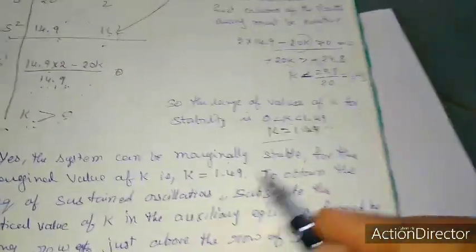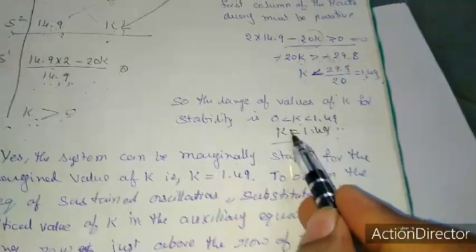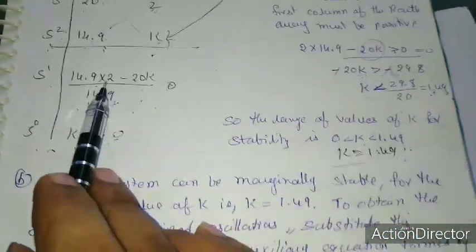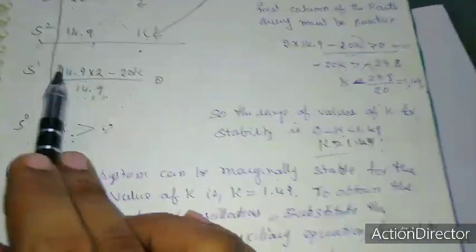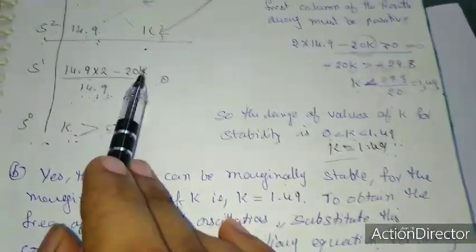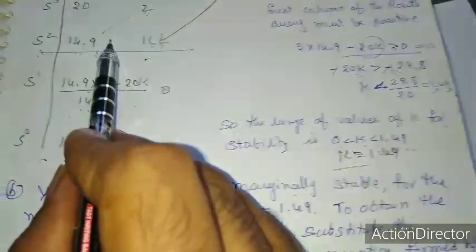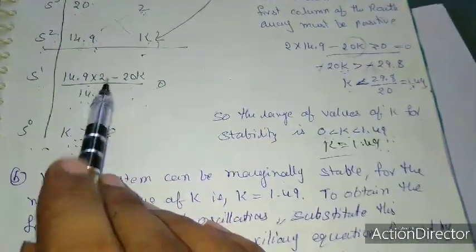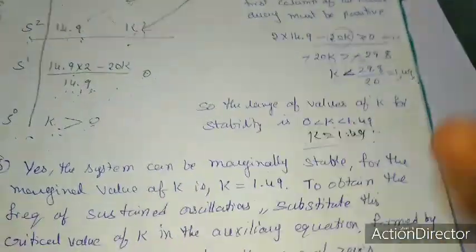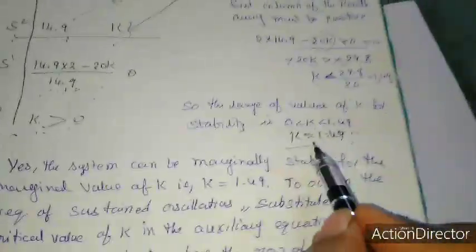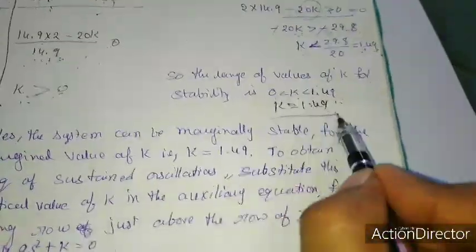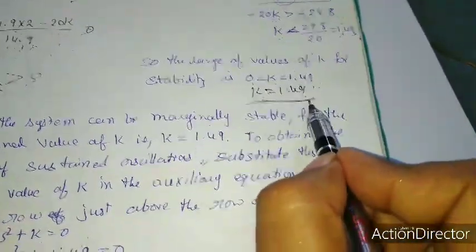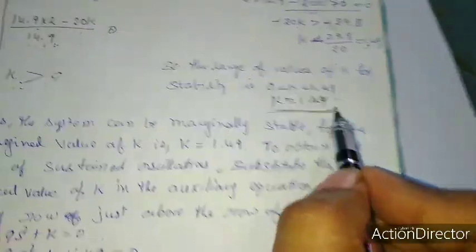And one more condition is for marginally stable: if k value is 1.49, this term will become 0. When this term is 0, what happens? A row of zeros occurs, and the row above it we have to take as the auxiliary equation. So when a row of zeros occurs, the meaning is the response is marginally stable, right? And at that position, k is 1.49, which is called the K marginal value.